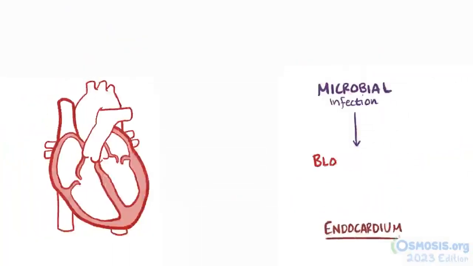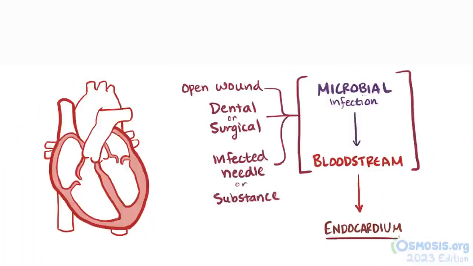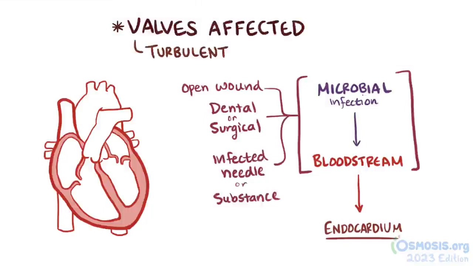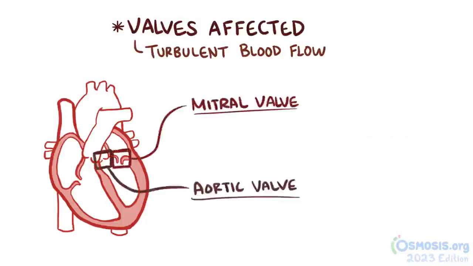Then a microbe has to get into the bloodstream, and that might happen if a person has an obvious open wound or an abscess, a dental or surgical procedure, or injection with an infected needle or infected substance, usually while using illicit drugs. The valves are often affected because they're often the site of turbulent blood flow. Most often the valves on the left side are affected, the mitral valve and the aortic valve, sometimes due to predisposing conditions like mitral valve prolapse and bicuspid aortic valves.